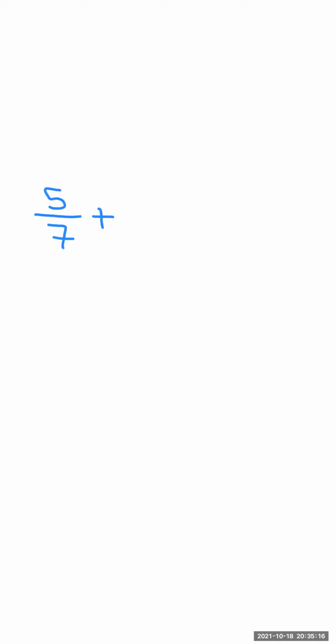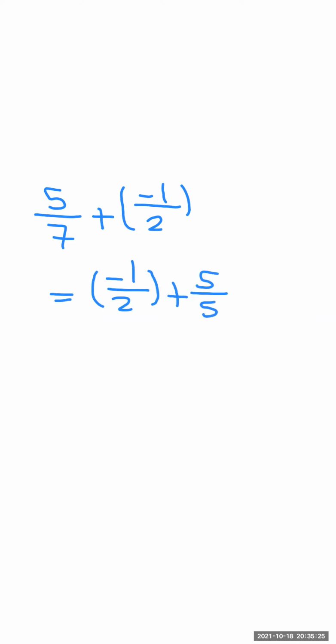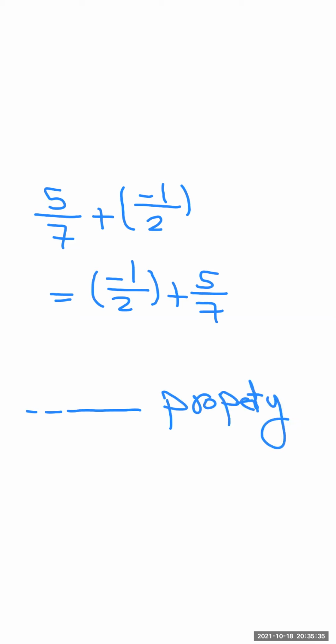5/7 plus negative 1/2 equals negative 1/2 plus 5/7. Which property? Commutative property. Very good. It's commutative because here I just exchanged the location of the two numbers.